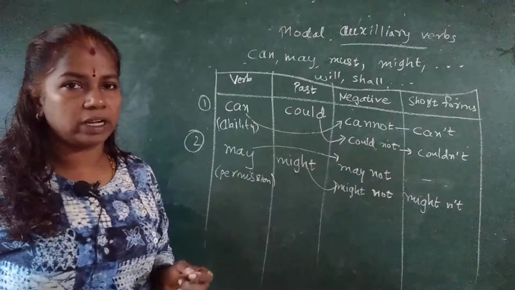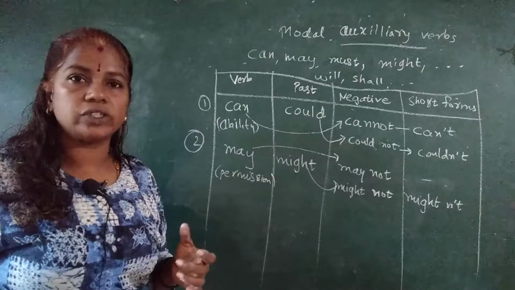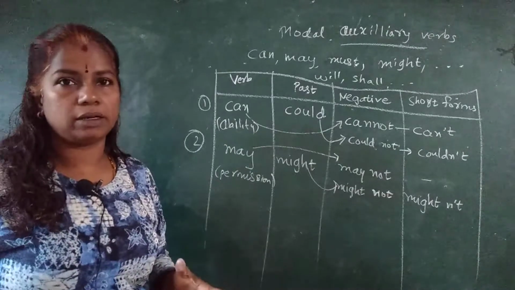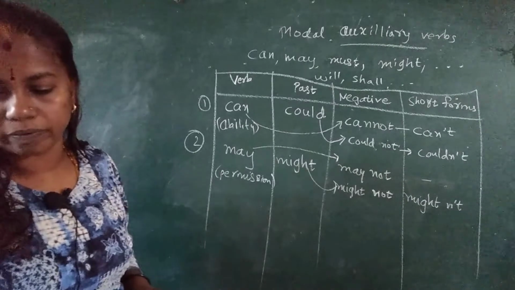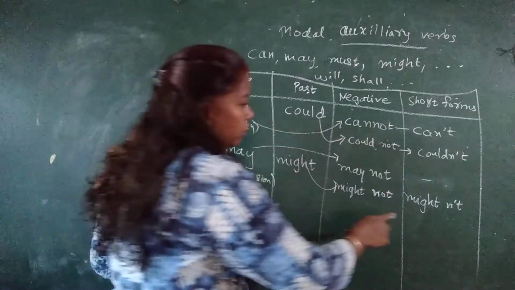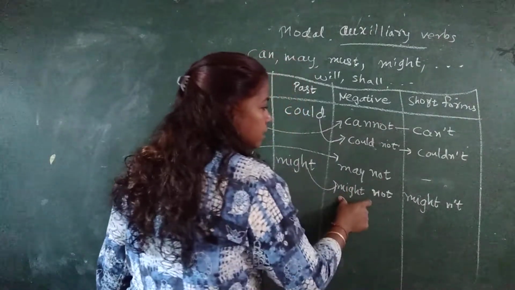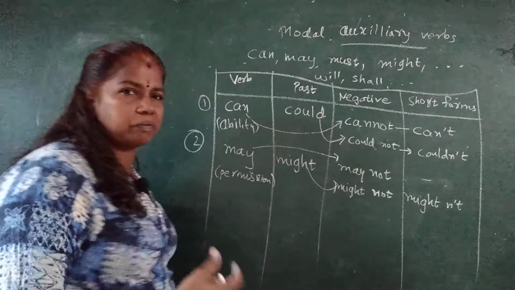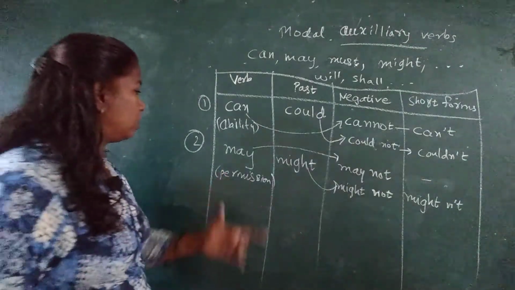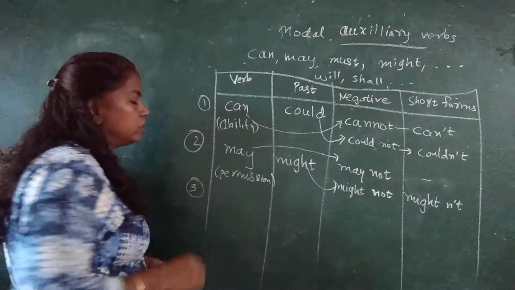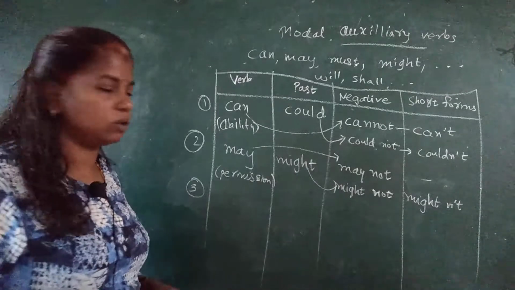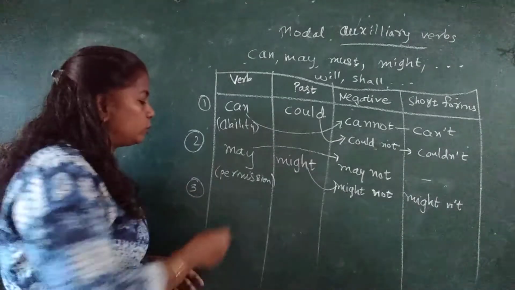For example, even shall not, in that also we have seen shan't. Should not, shouldn't we have seen. Some short forms are there, but some short forms are not there. May not and might not, we use as it is. We don't use the short forms, but somewhere we have come across mightn't also. But try avoiding that because it is not much used, and when things are not much used, you tend to commit mistakes.